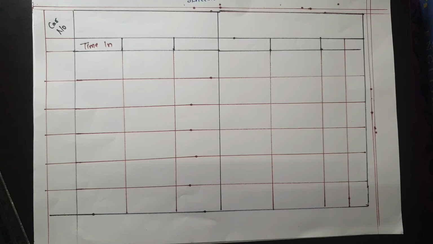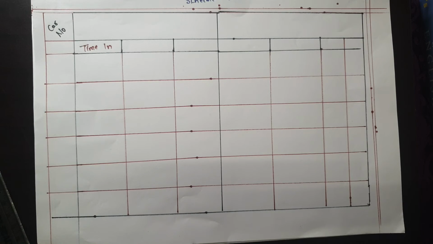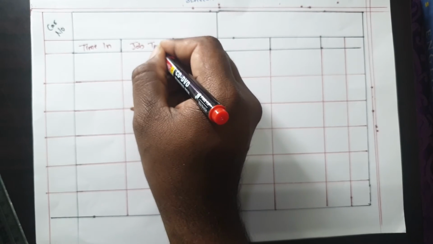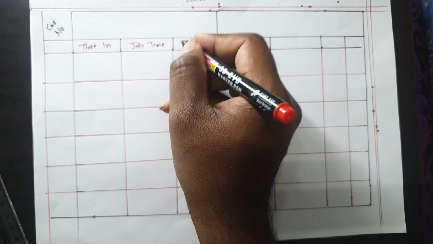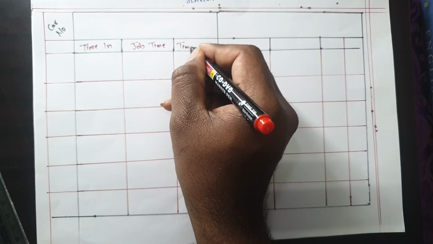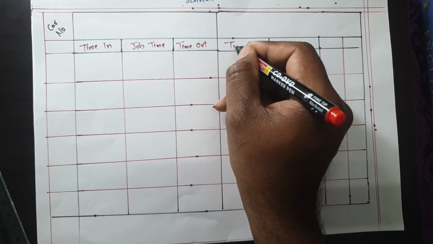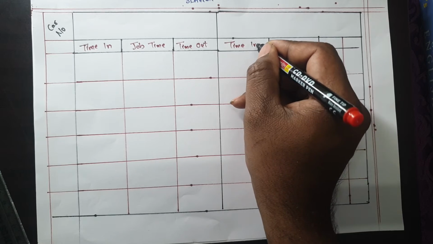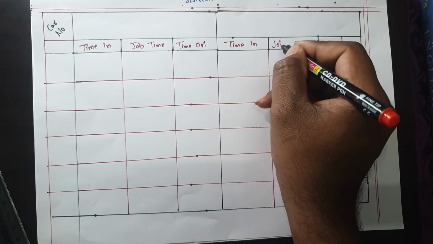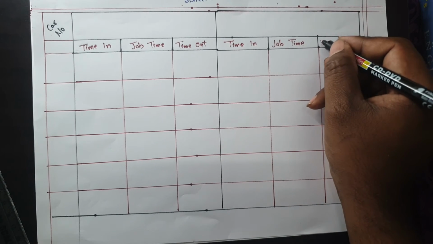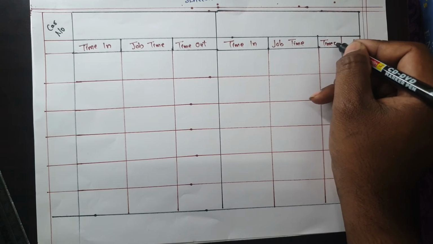In this, I will write down the time in. After that, what I will write, after getting this one, next I will write job in, job time. Next one is the time out. Here also same thing. First one is the time in, next one is the job time. For every problem this tabular column will be same. Then time out.